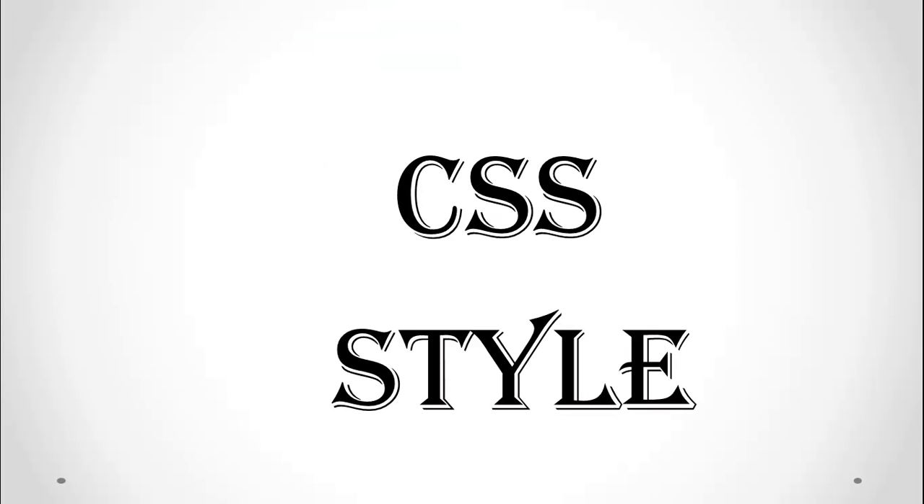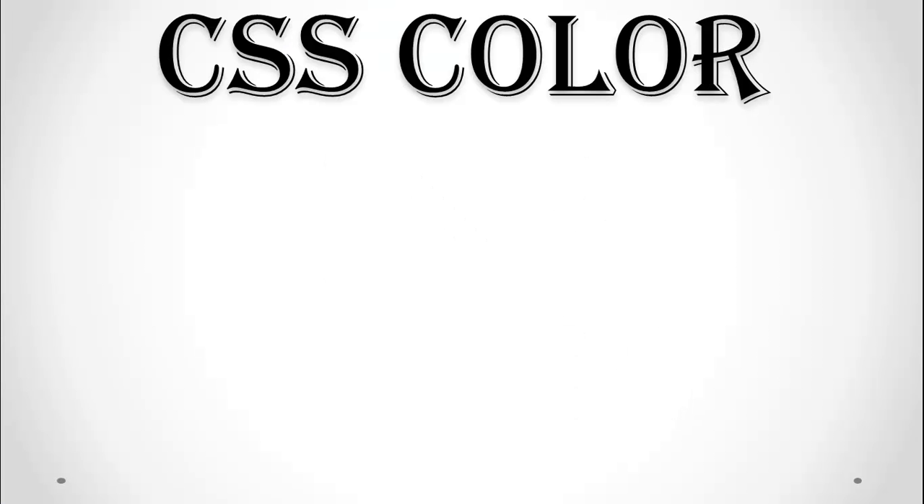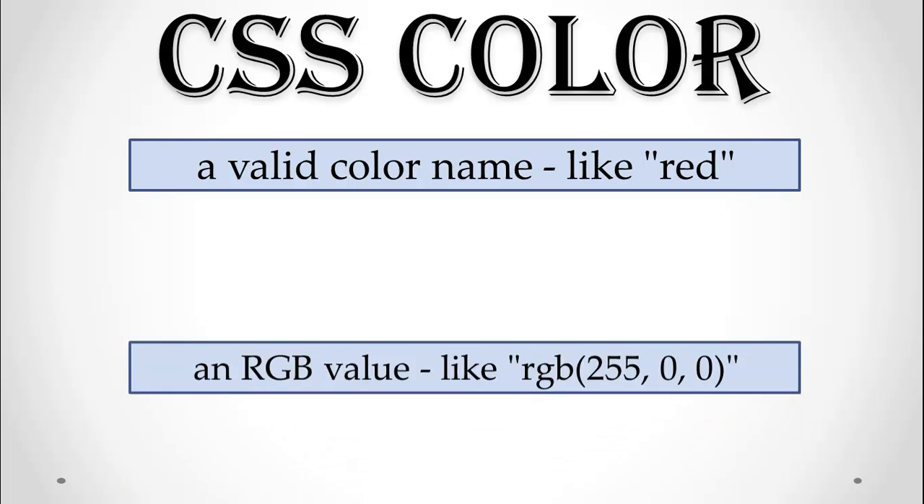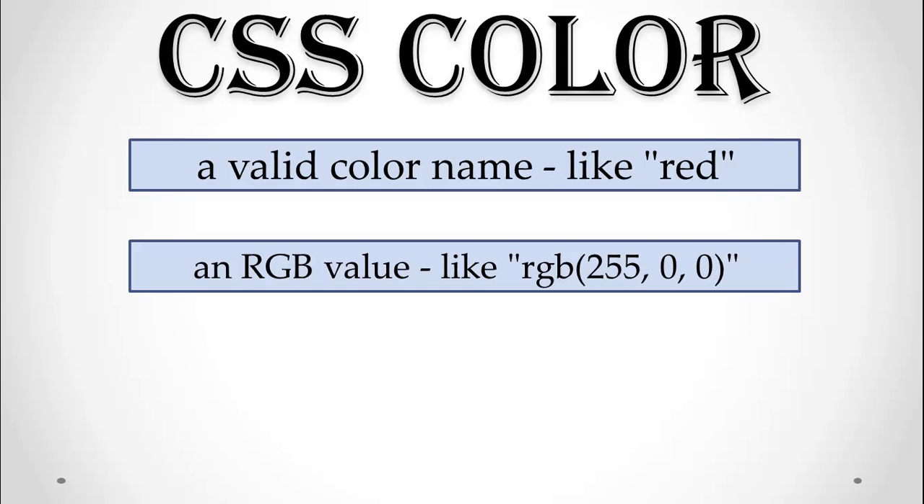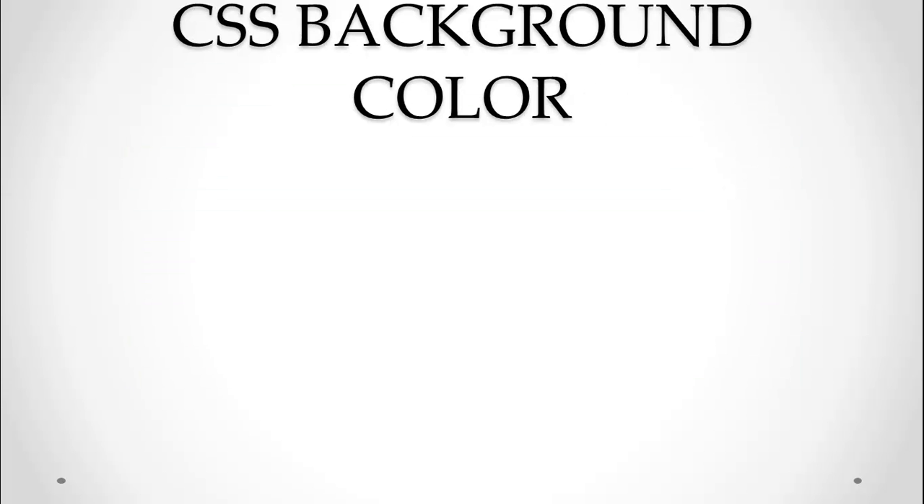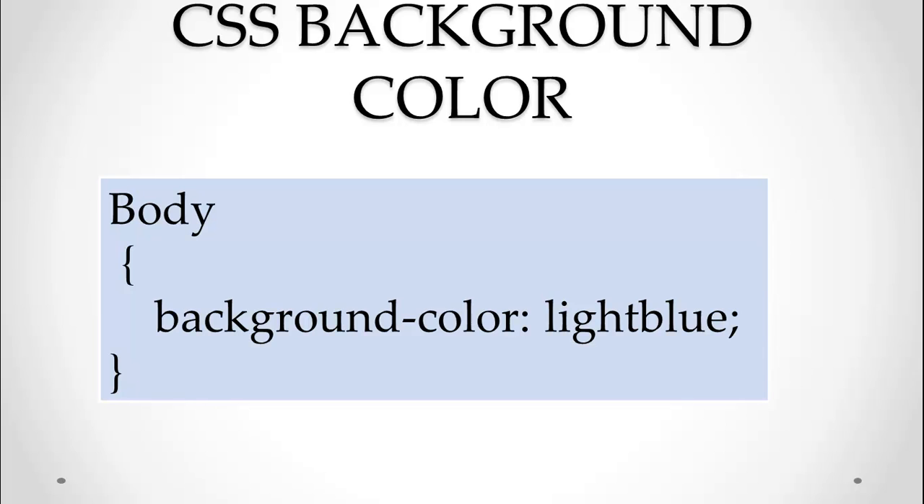Now CSS styles. The very first is CSS color. Colors in CSS are most often specified by a valid color name like red, an RGB value like RGB(255, 0, 0), or a hex value. All the colors are set by using color names. Now CSS background color. The background-color property specifies the background color of an element. Now I am going to explain an example of the CSS color and the CSS background color.